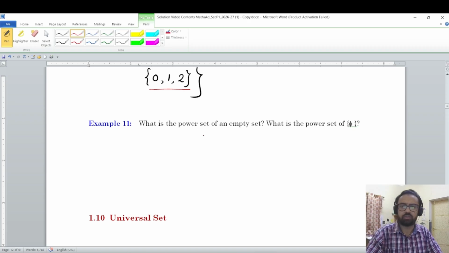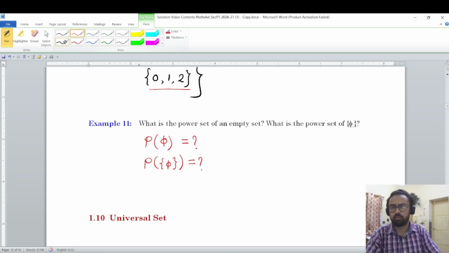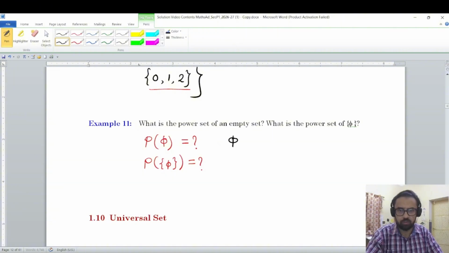Next, you see what is the power set of an empty set. So the power set of an empty set equals what? This is the question. And the second question is, what is the power set of the set phi? Okay, these are the two questions. So first let us understand, in the set phi, what is the cardinality of phi? The cardinality of phi is 0 because phi has nothing, no element inside, so the number of elements is 0.